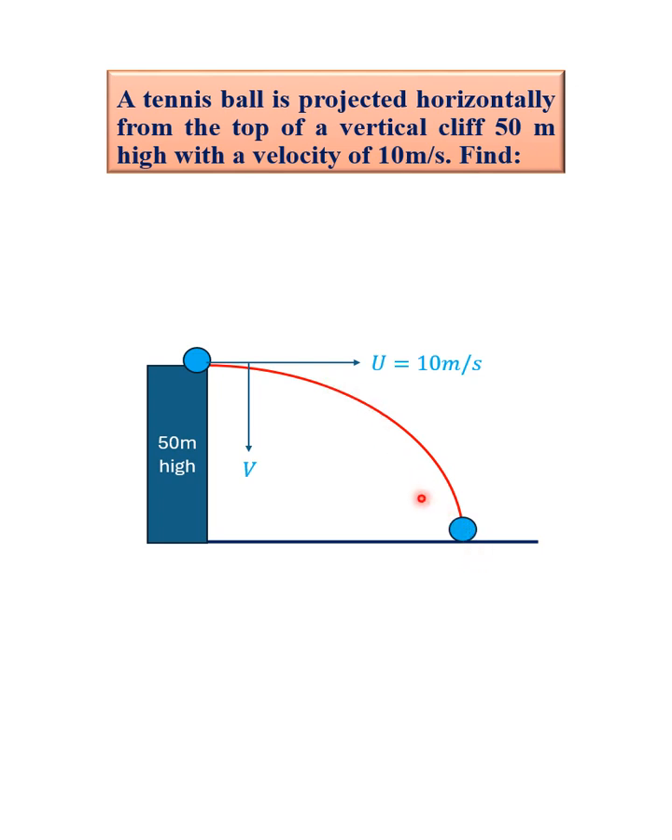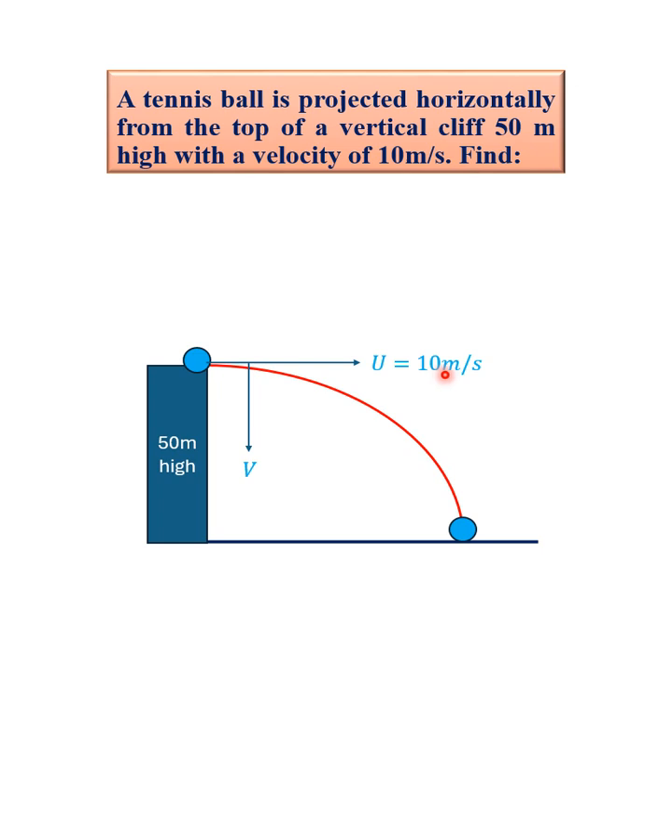Now, if you look at this motion, there are two independent motions. A constant horizontal motion and a changing vertical motion. A constant horizontal motion, because this initial speed of 10 meters per second is not changing. It is a constant speed. Once it is released at 10 meters per second, that speed is constant in the horizontal direction. That is because there is no force acting on the tennis ball in the horizontal direction.